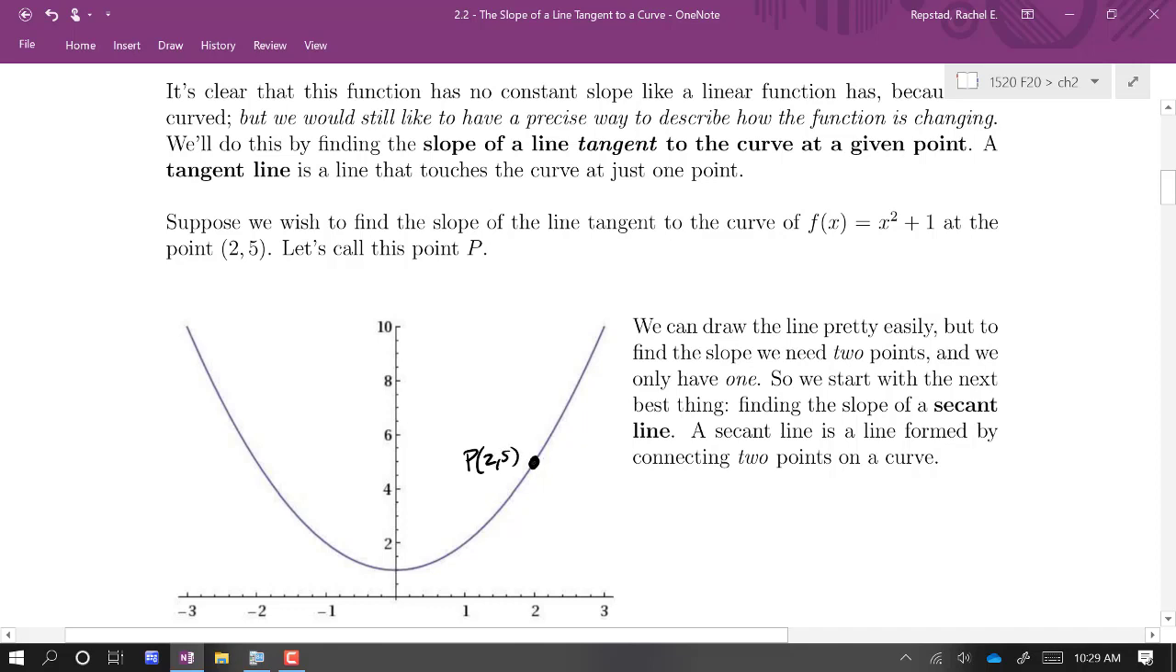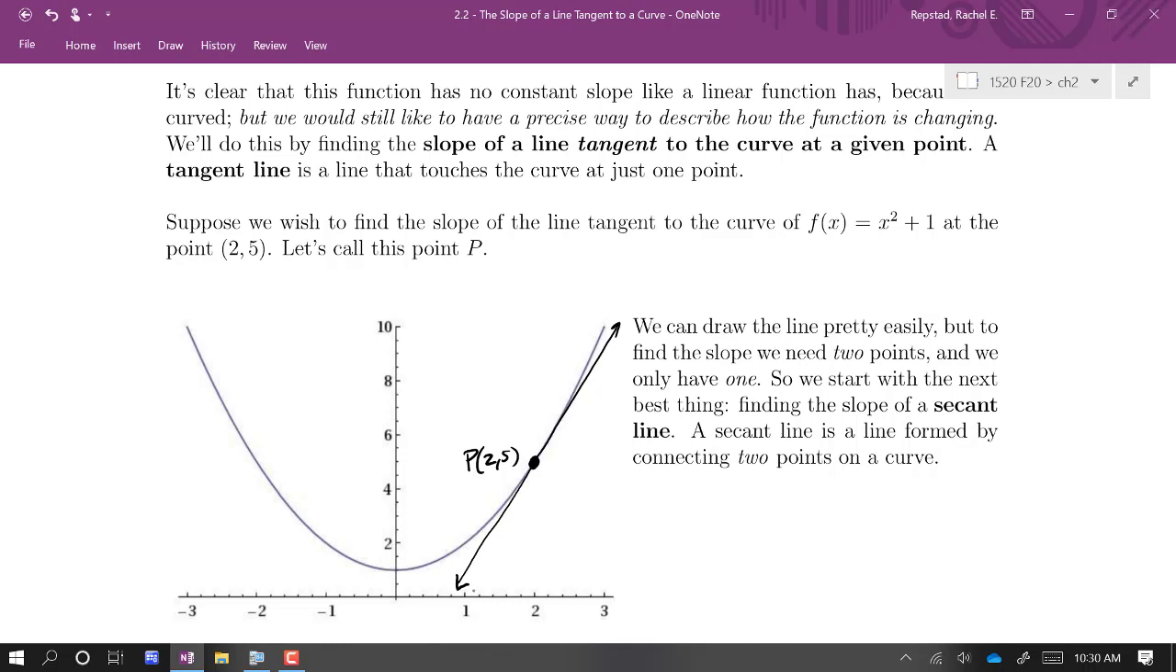And the tangent line I can draw. A tangent line is by definition a line that touches the curve just at that one point. So we can draw this tangent line pretty easily, right? But as far as determining its slope, really the best I can do is say it looks like it's increasing. So we still don't quite have a way to find that slope yet. The problem we run into is that in order to find the slope of a line, we need 2 points in order to use rise over run, and we have just a single point.